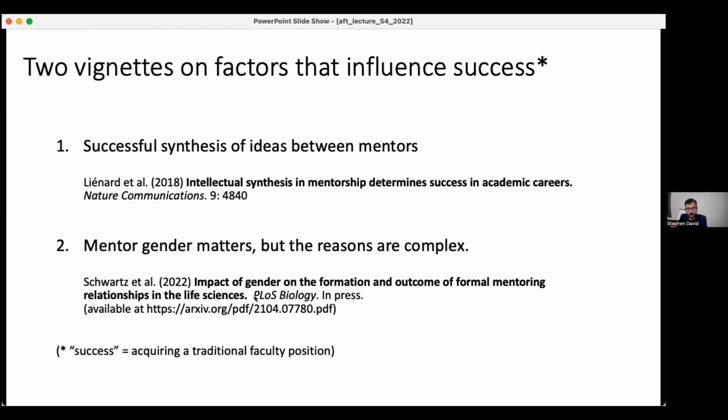And then more recently, we've been looking at these questions of gender, and how the gender of your mentor matters in determining the outcome of your training career. And this is something we have a preprint out. It's been very recently accepted, so it's now in press, but the preprint is available here.